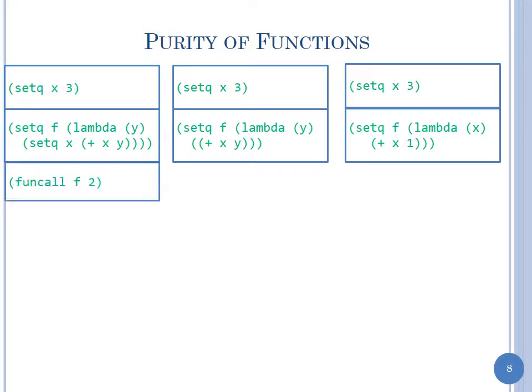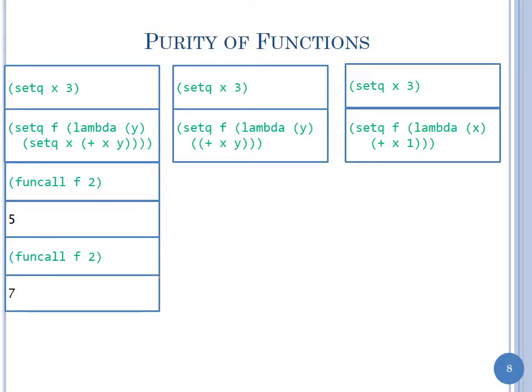So let's say I do func call F2 here, and it's 5. Is that right? Yep, 3 plus 2, 5. If I do func call F2 again, what will be the result? That's kind of funny, right? I call the same function with the same arguments twice in succession with nothing in between, and I get two different results. That's as bad as you can get in terms of functions. So you're changing a free variable. That's a side effect.